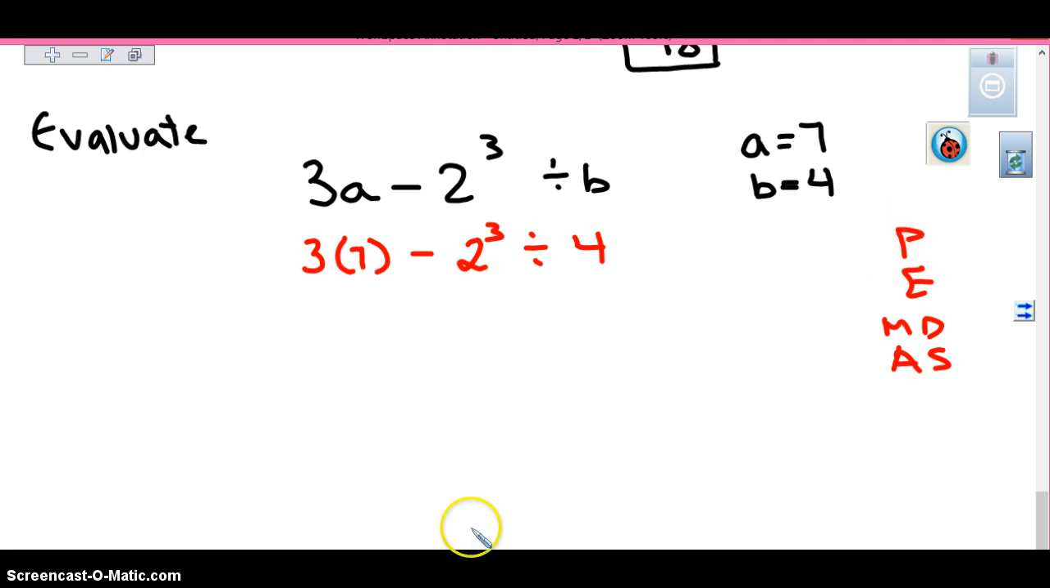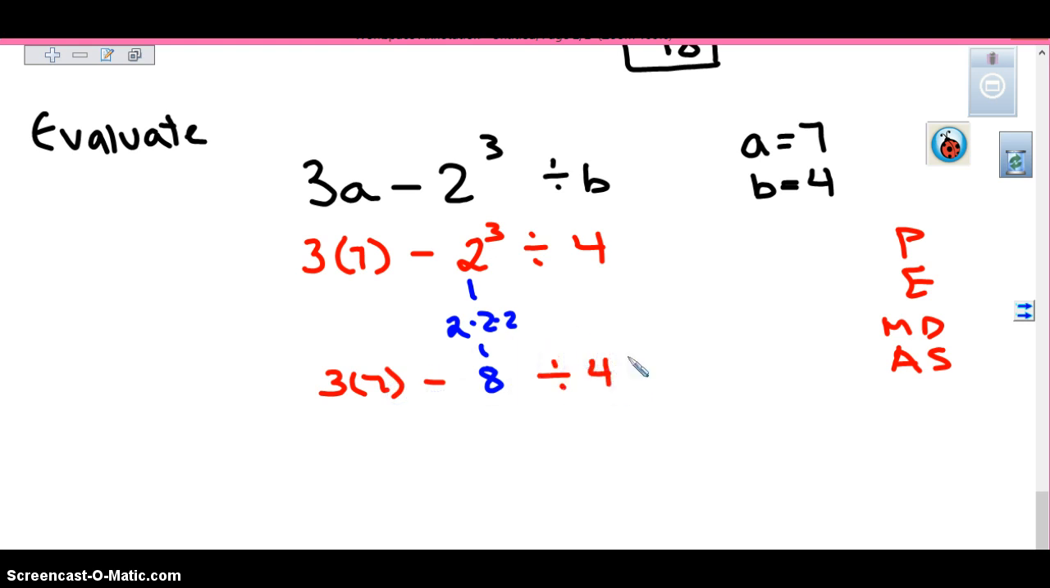First things, do we have parentheses? I have a parenthesis here, but do we have anything to work out inside the parentheses? No. So we're done with that. Do we have an exponent? Right here. 2 cubed. That means 2 times 2 times 2. What does that equal? 8. We still have 3 times 7 minus 8 divided by 4.